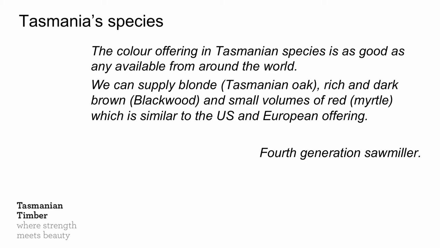Okay, so we've got a range of different blondes and light browns. We've got a range of browns of different intensity. That one's blackwood. We've then got some reds in myrtle, and we've got some really, really pale, fine-grained stuff in celery-top. Later on, we'll describe the volumes we've got of this stuff, because the relative volumes change a lot.